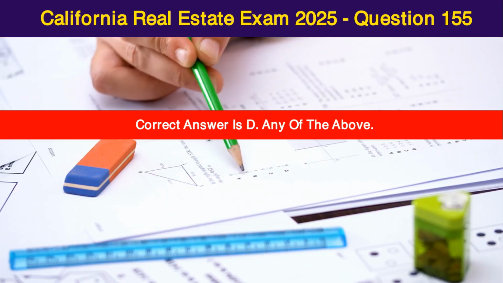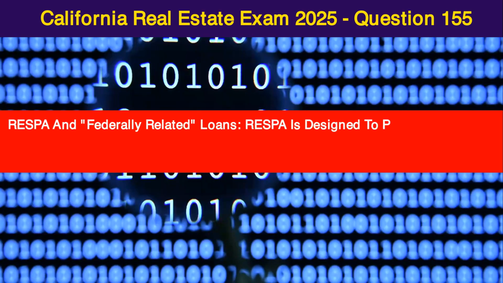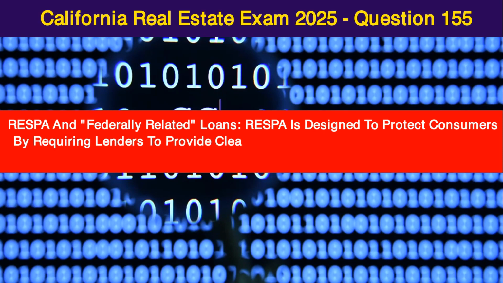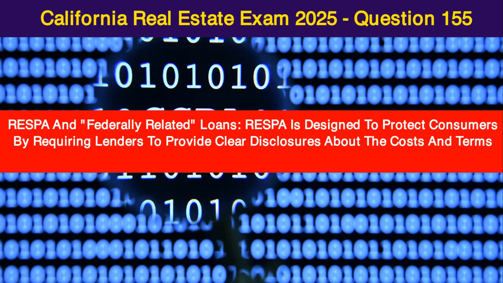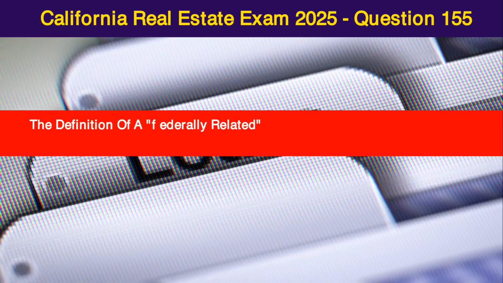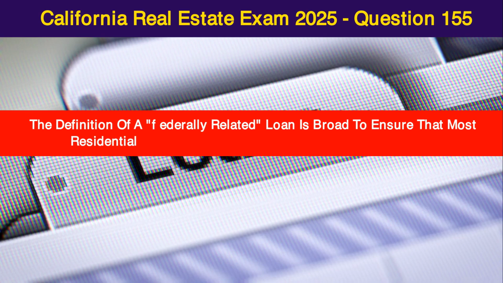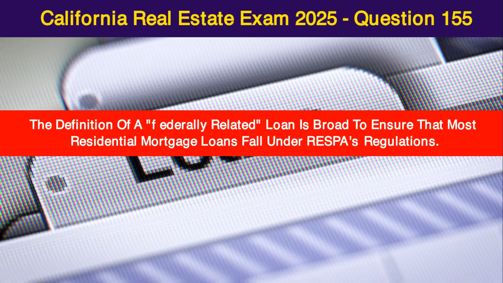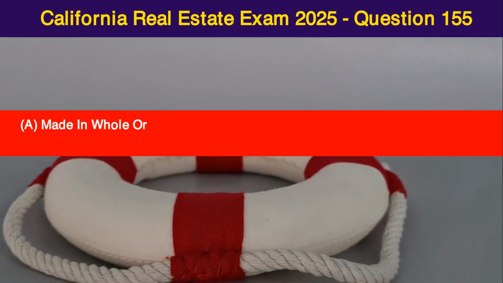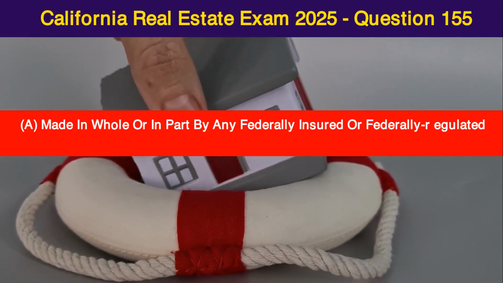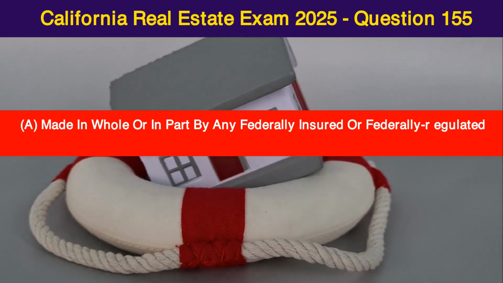Any of the above. RESPA and federally related loans. RESPA is designed to protect consumers by requiring lenders to provide clear disclosures about the costs and terms of mortgage loans. The definition of a federally related loan is broad to ensure that most residential mortgage loans fall under RESPA's regulations. A. Made in whole or in part by any federally insured or federally regulated lender.